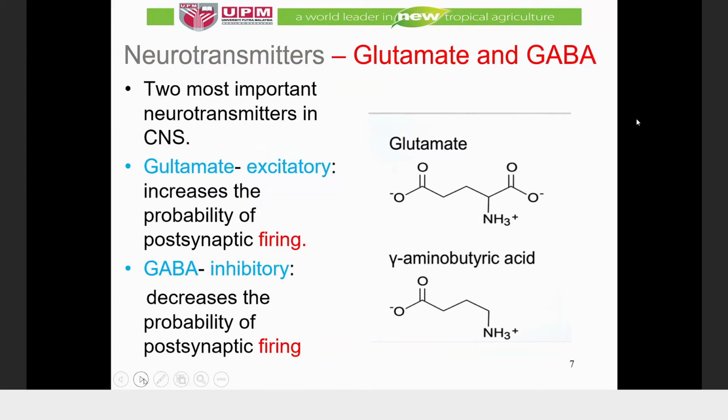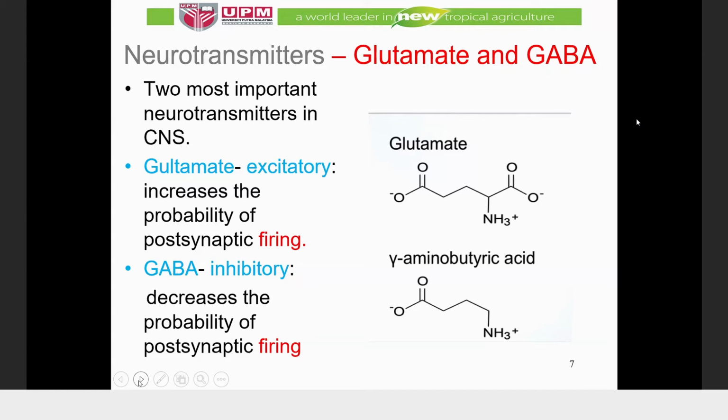Glutamate is excitatory, which increases the probability of postsynaptic firing. When I say postsynaptic firing, I am referring to the action potential. You have already read neurophysiology. So glutamate is excitatory: it increases the probability of postsynaptic firing, which means it increases the action potential, the activity of neurons. Remember the keywords.